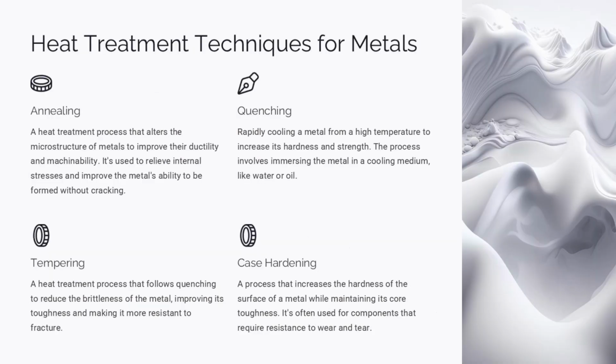Heat treatment techniques are important for modifying the properties of metals to meet specific requirements. Annealing improves ductility and machinability by altering the metal's microstructure and relieving internal stresses. Quenching rapidly cools metals to increase their hardness and strength, but can also make them brittle. Tempering follows quenching to reduce brittleness and improve toughness and fracture resistance. Case hardening increases the surface hardness of metals while maintaining core toughness, making them more resistant to wear and tear.